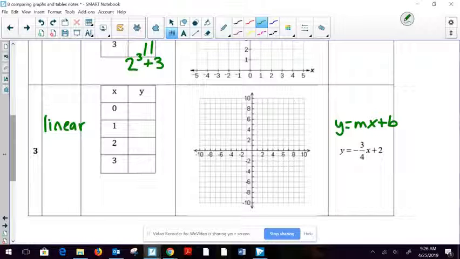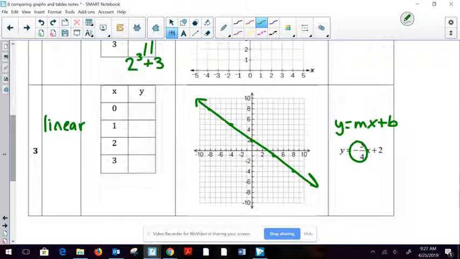If we graph it using the slope and y-intercept, we would begin at 2. My slope is -3/4, so I go down 3, right 1, 2, 3, 4. Down 3, right 1, 2, 3, 4. The opposite of down and to the right is up and to the left. And do it one more time. And we have our nice straight line.